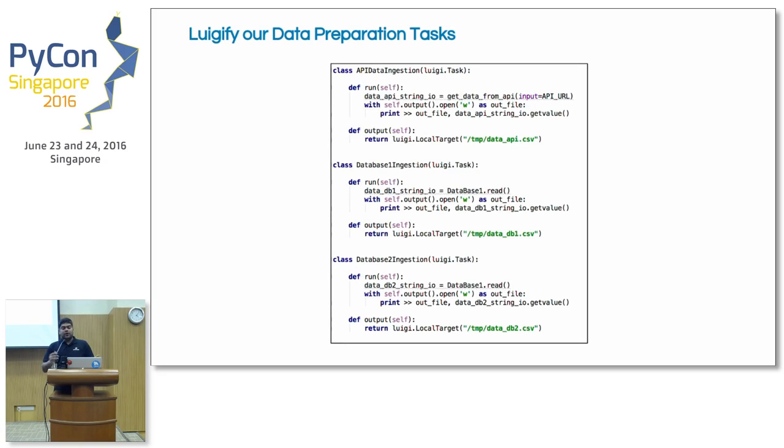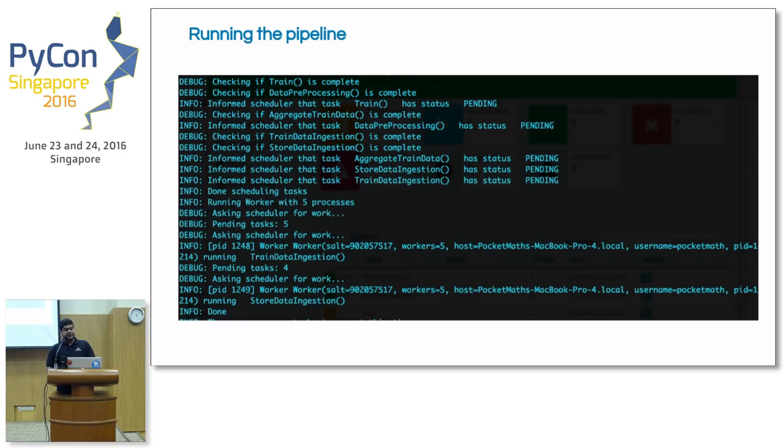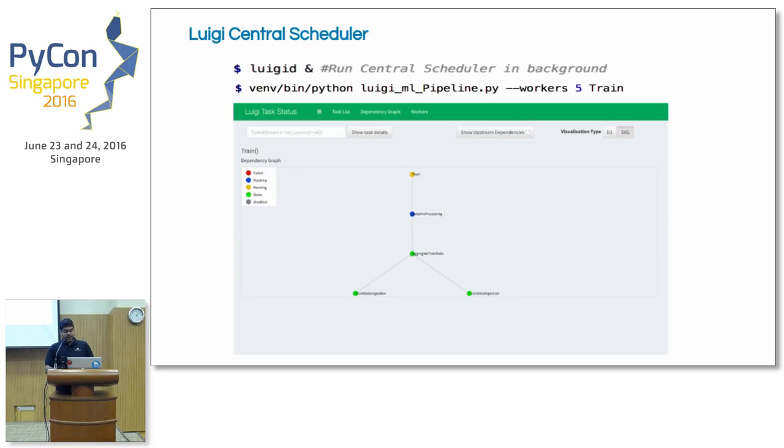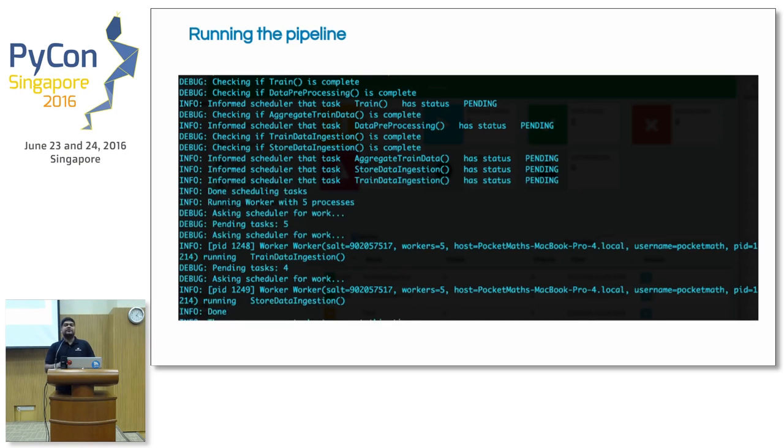And the two workers will remain idle, because until and unless these three tasks finish, the other workers can't do anything. Once all three are finished, automatically the data aggregation will start. So only one worker will be active at that time and the rest four will be idle. So this is how the execution starts.